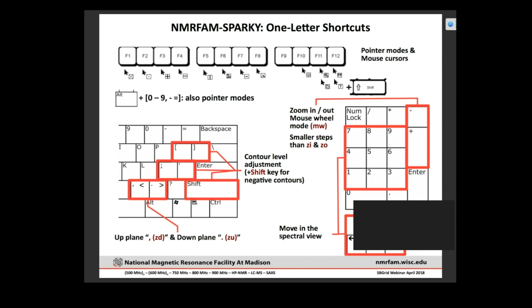And also, like I said, arrow keys will work to move your spectral view. If you want to go to the upper view, you can press this arrow, or down, or left, or right. They will all work as in a modern graphical program. So you can use those features as one-letter shortcuts.